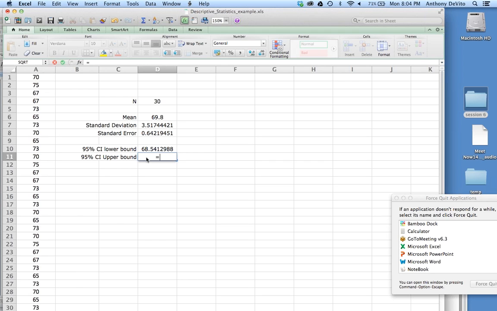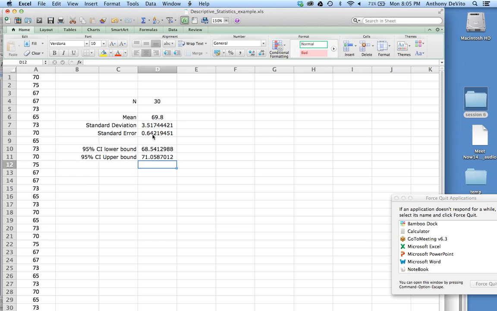That's going to be equal to 69.8 plus, and I see there's questions there, so I'm going to get to them in a second, 1.96 times the standard error. My 95% confidence interval is 68.54 to 71.58.